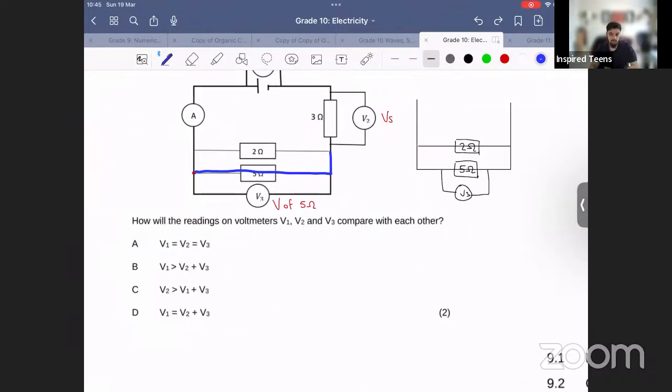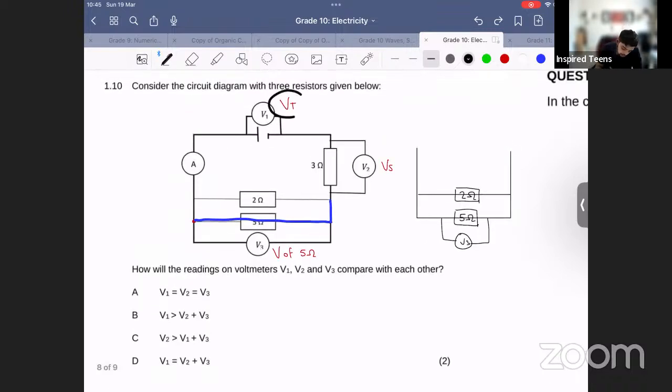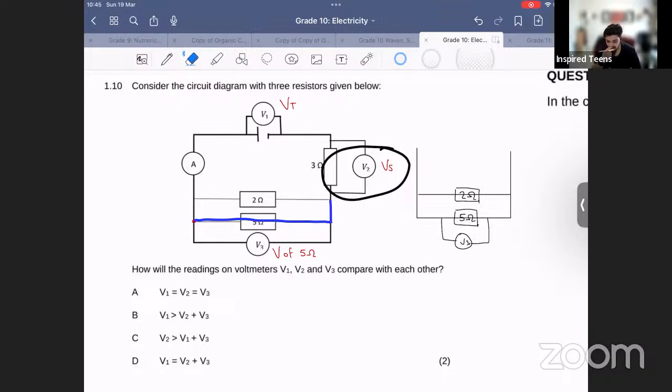So let us have a look. What are the options? They say, how will the readings on the voltmeters compare? Option A: V1 is equal to V2 is equal to V3. That's definitely not true because V1 is total volts, and remember, volts split in series. So volts will give some to the series and then some to the parallel. This V3 is going to give the volts of the 5 ohm and the 2 ohm. If there's a V4 here, V4 would be equal to V3. Why? Because they're connected in parallel and voltage doesn't split in parallel.